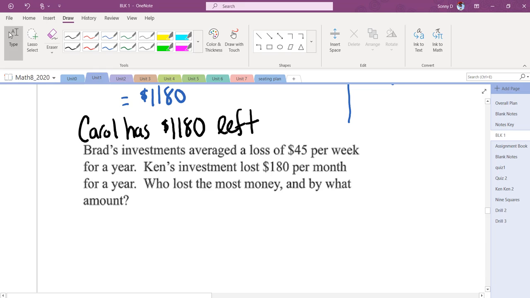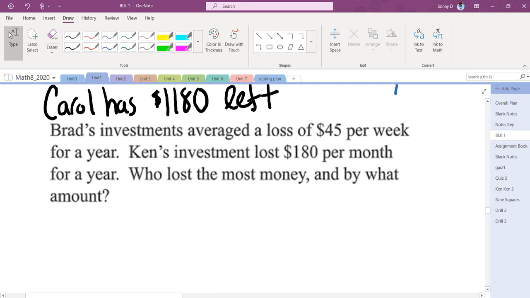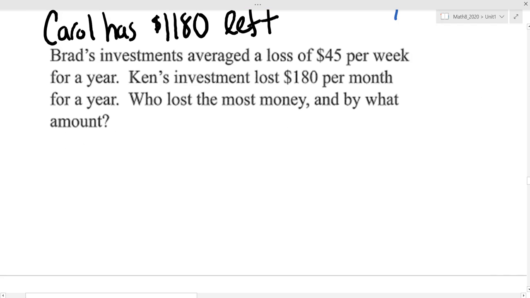Let's do the next question. All right. I know word problems are trickier. So, Brad's investment averaged a loss of $45 a week for a year. Kevin's investment lost $180 per month for a year. Who lost the most money? And by what amount? So basically, to answer this question, we need to know how much money each person lost. So let's go Brad. Let's calculate Brad because they talk about Brad first.